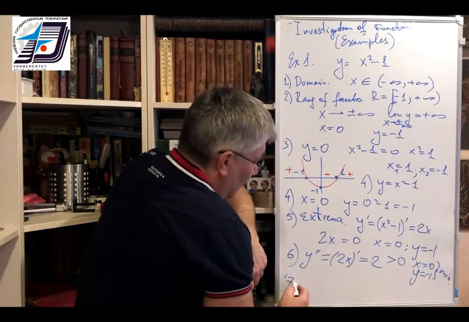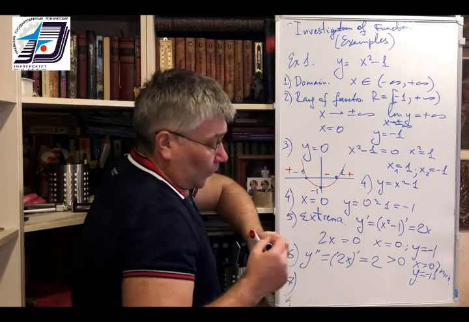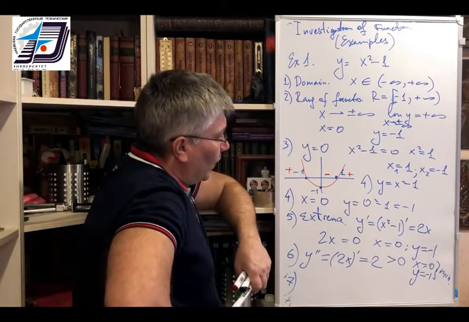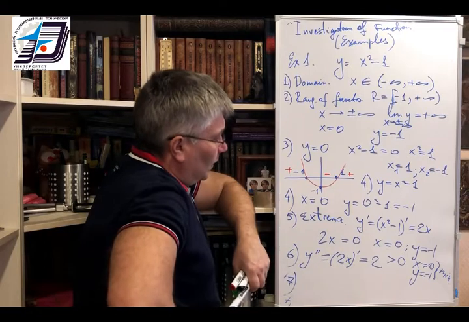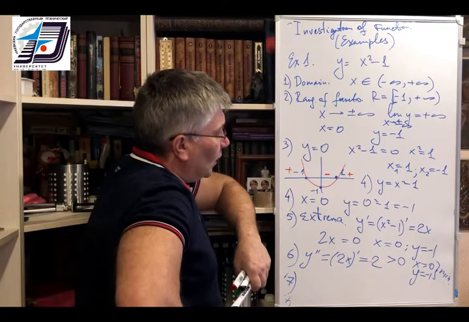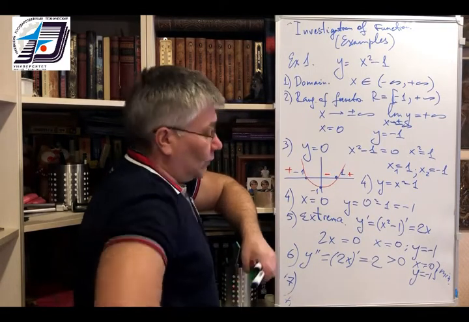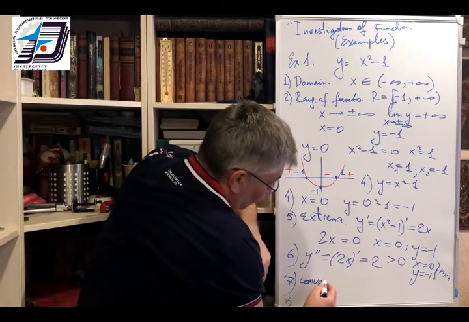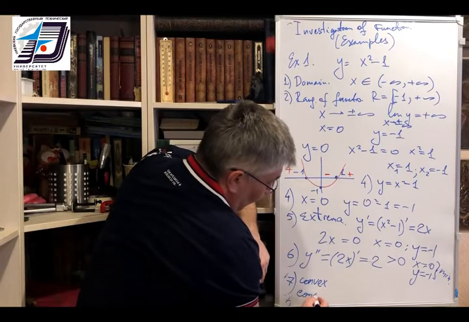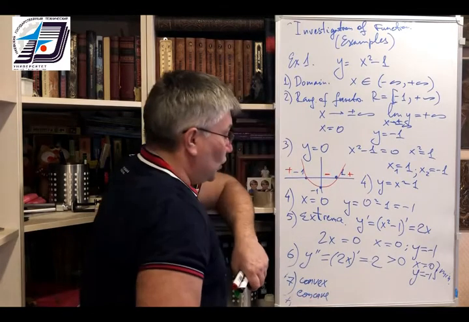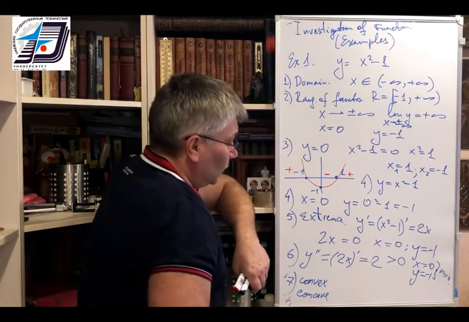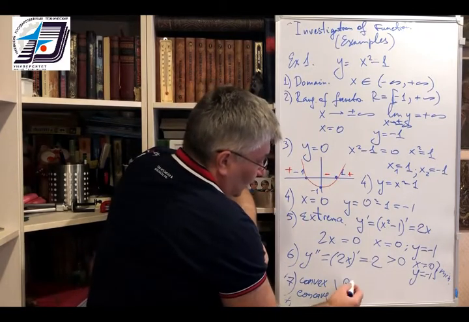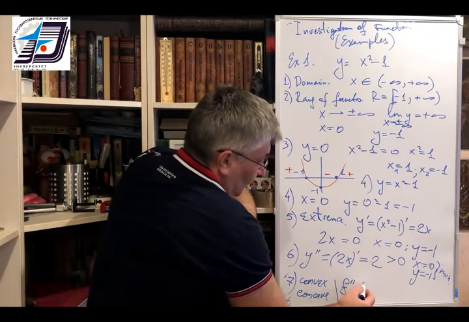And the seventh step, I didn't tell you, but we have also one step here. We can check if it is a concave or convex function. To check convex or concave function, you have to calculate the second derivative and check its sign.